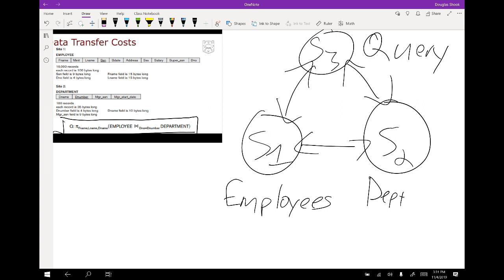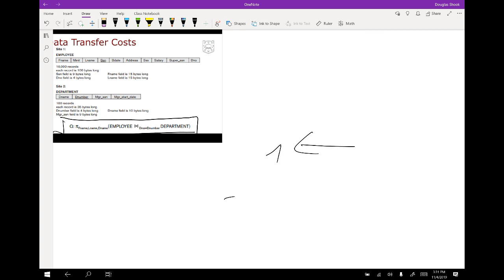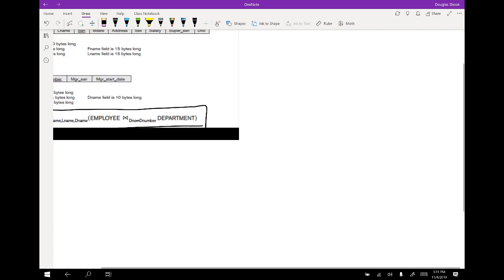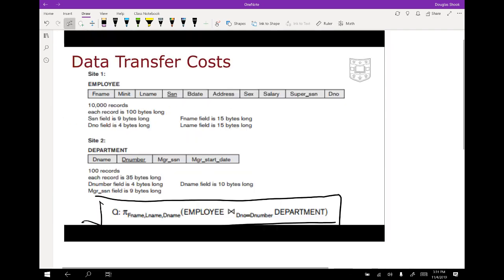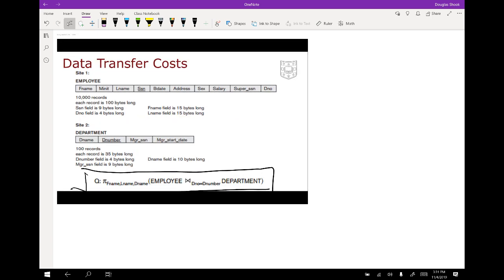So let's do some math. I'm going to erase this step. Let's do some math. And I'll zoom in on this so we can actually see it, hopefully. Okay. If I'm going to do the join at site 1, what does that mean? That means I'm going to take the departments table, I'm going to send it over to site 1. So how much data is that? It says there's 100 records. Each record is 35 bytes long. So the math on that is pretty straightforward. It's 3,500 bytes.